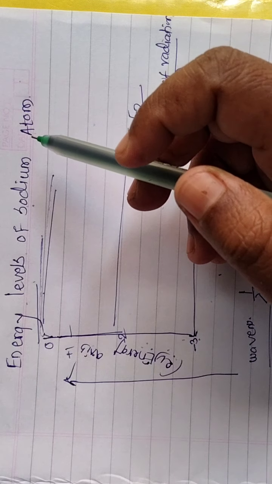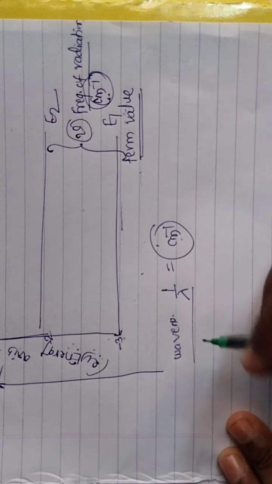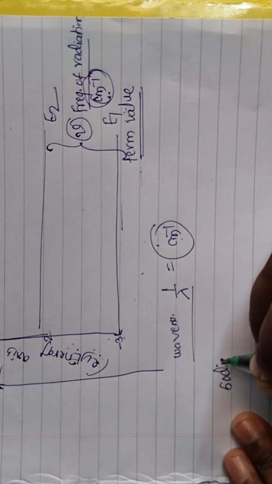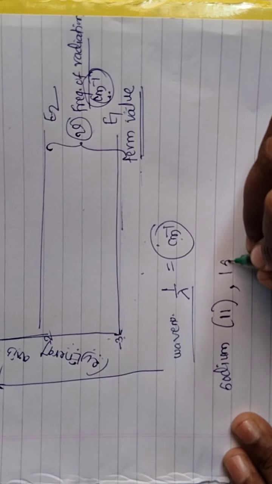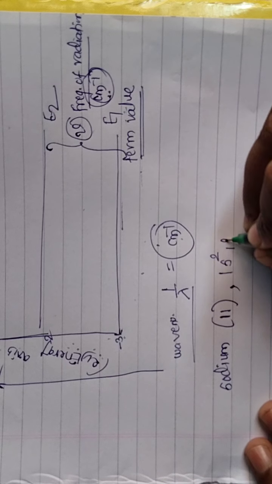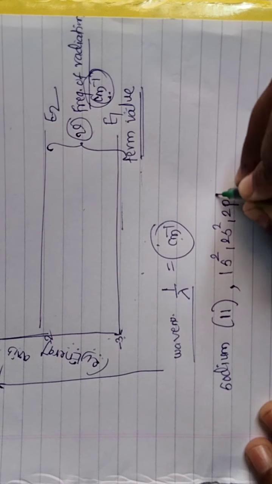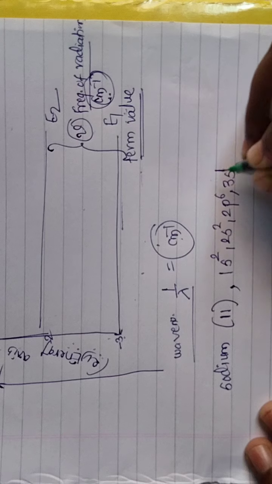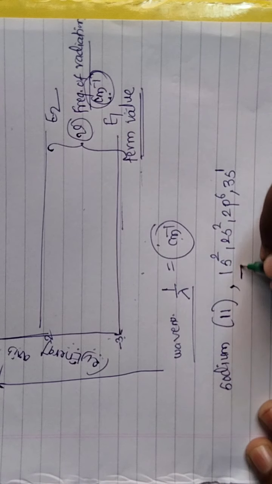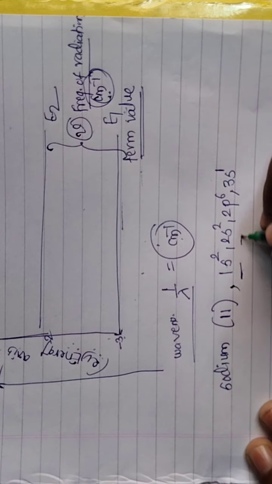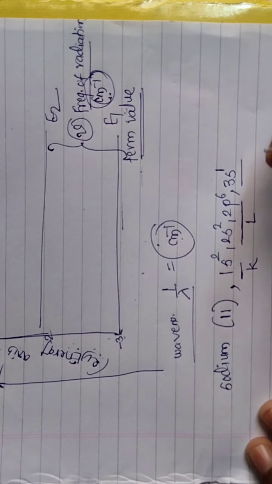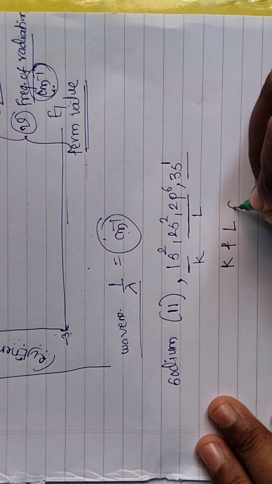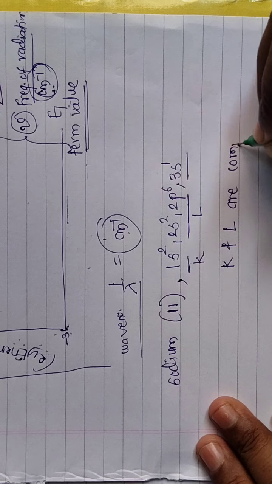First we will see the atomic number of sodium. What is the atomic number of sodium? 11, with electronic configuration 1s2, 2s2, 2p6, 3s1. That means this is the K shell and this is the L shell. K and L are completely filled shells.